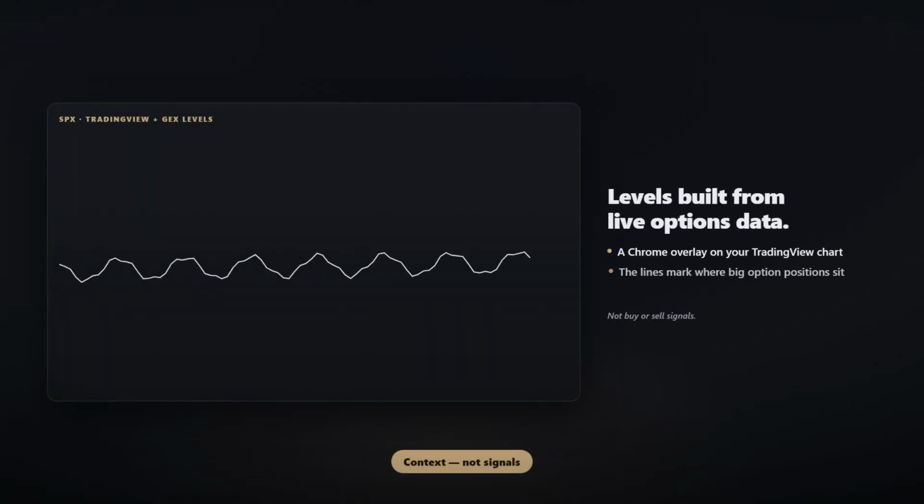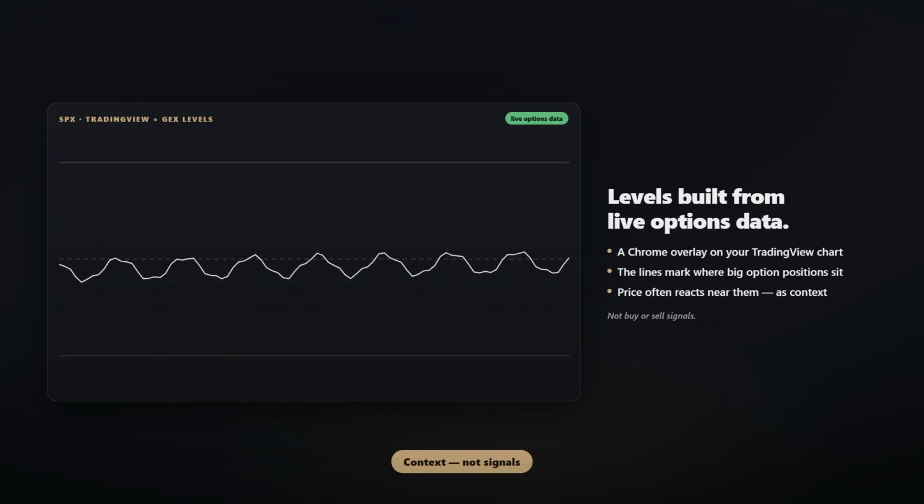Your chart just tells you price. The GEX Levels Indicator adds context. It's a Chrome extension that overlays your TradingView chart with levels built from live options data. One core idea runs through all of it. These lines mark where large option positions sit, so price often reacts near them. They are context, not buy or sell signals.